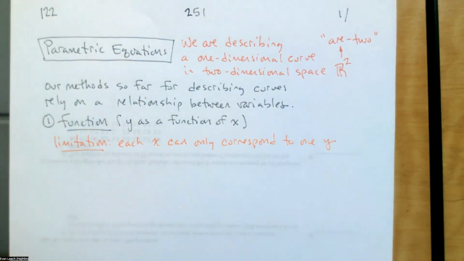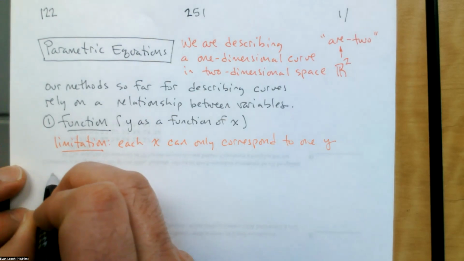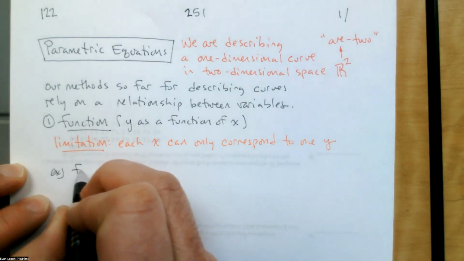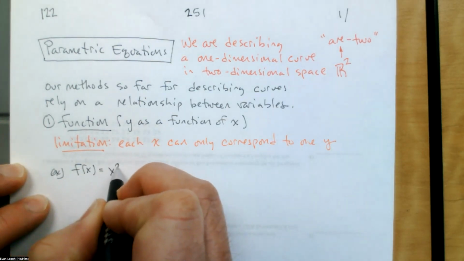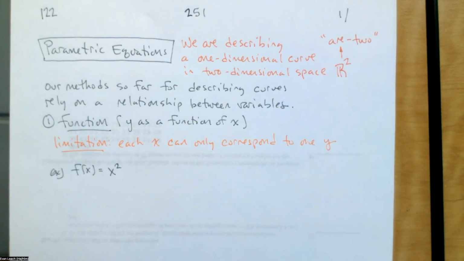Or the other way around if we write x as a function of y. The limitation here is that each x can only correspond to one y. For most of the time, this is not really an issue. We have ways of getting around this if we need to. One example where this would not be a problem is we'll say that f of x equals x squared. No trouble here. Each x corresponds to one y.